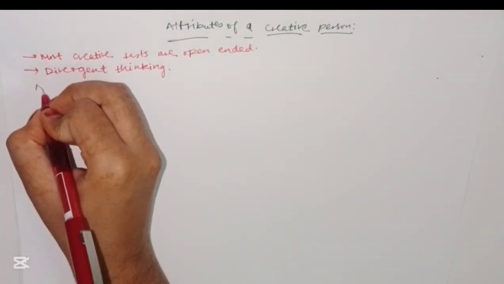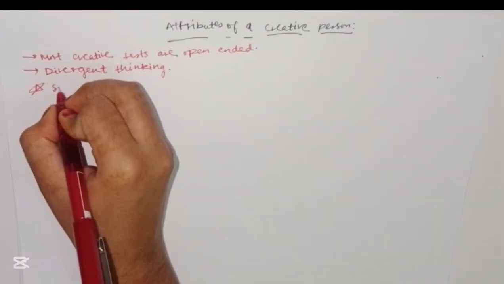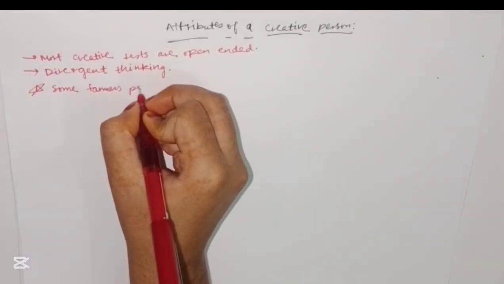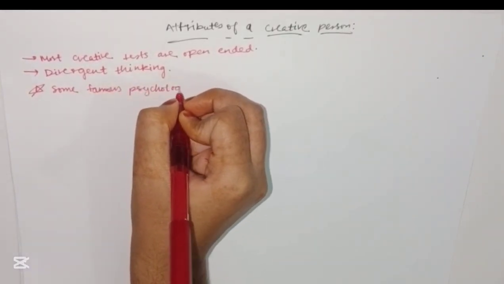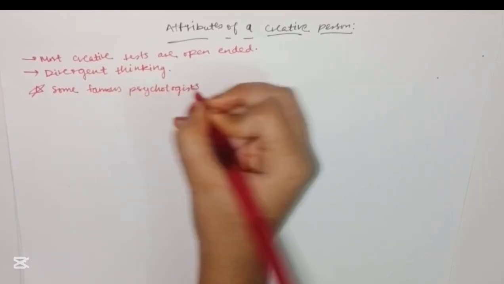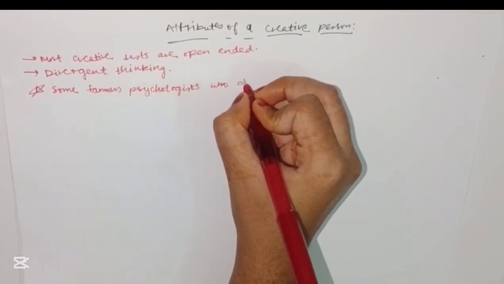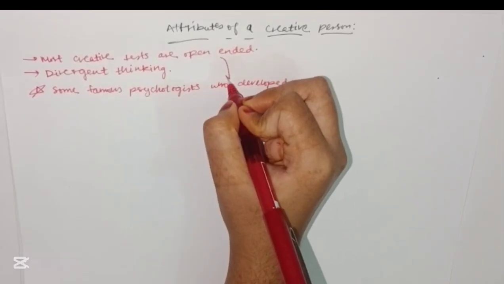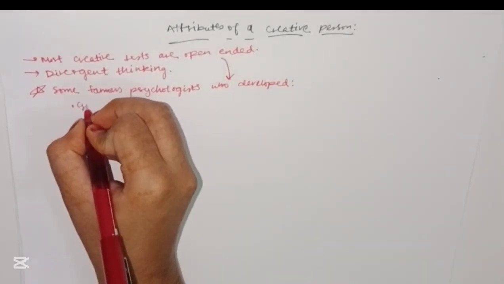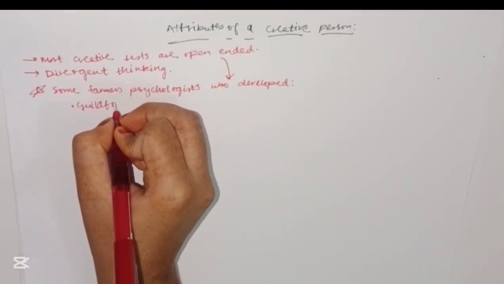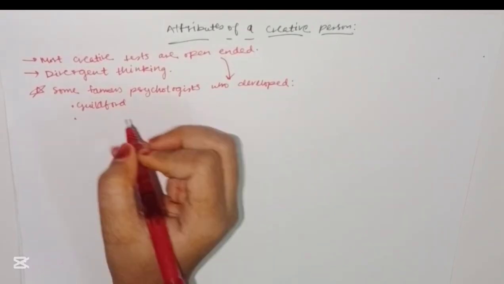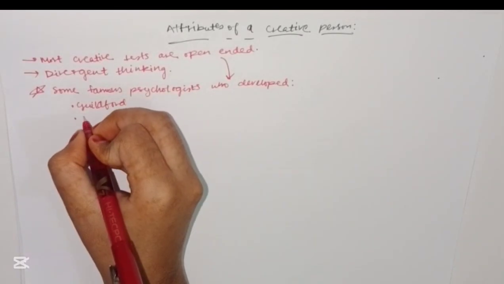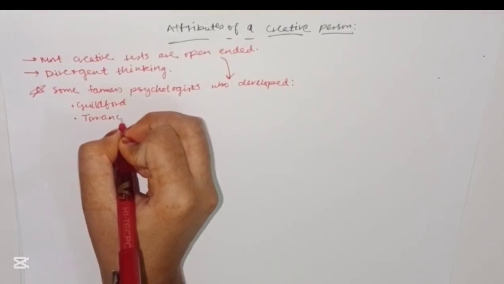Now there's another point here. Some famous psychologists have developed creativity tests. It's good to remember these names. It might come as MCQs, it might come as a part of a question, not as a whole question. And you don't need to remember all of the names, you can remember some.